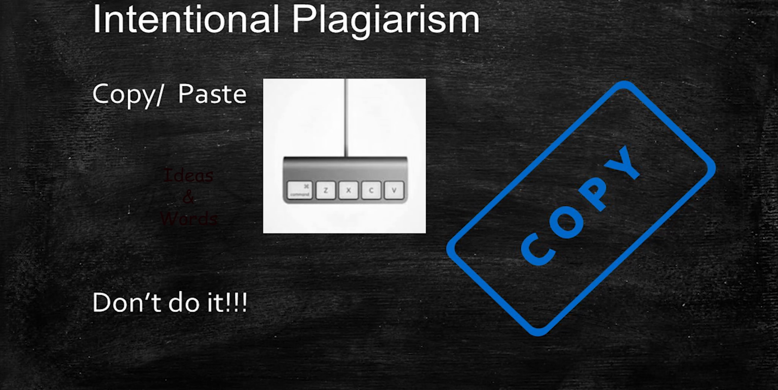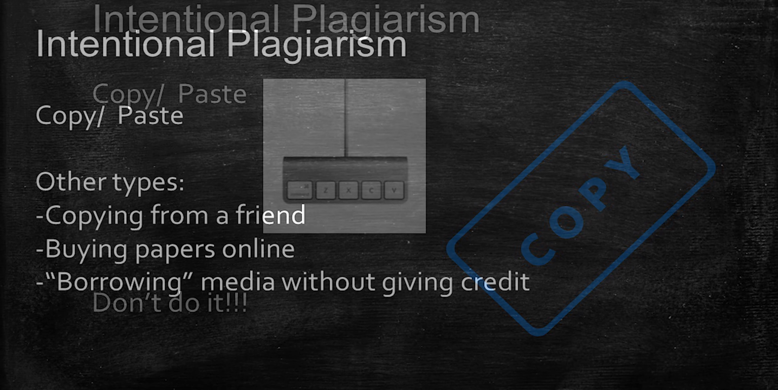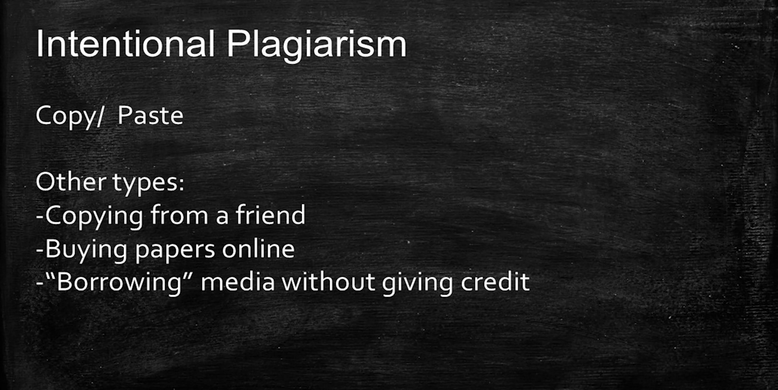One of the more common types is what they call copy and paste. As the name suggests, the student simply takes or copies an answer from an online source and pastes it as their own answer. Other types of intentional plagiarism include copying answers from a friend, buying papers online, or even borrowing media without giving credit. The next type of plagiarism is unintentional or accidental.